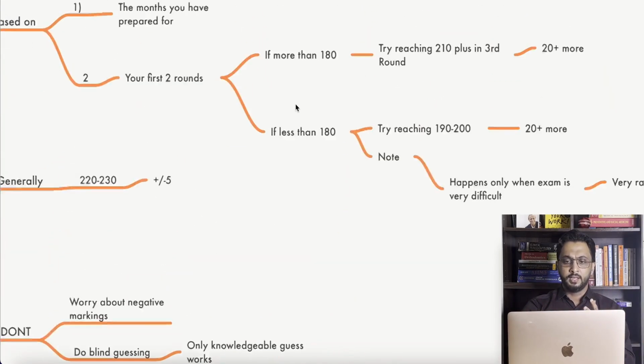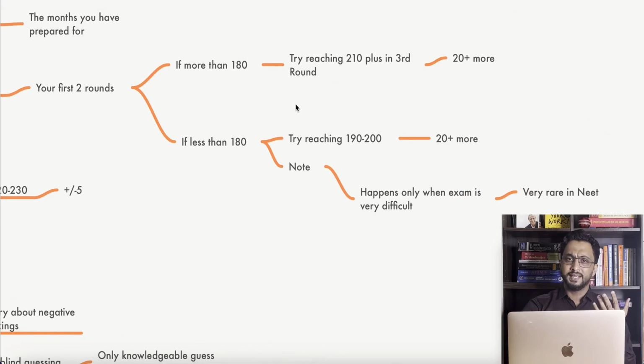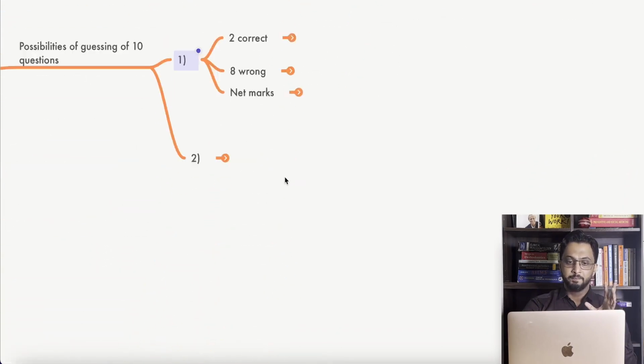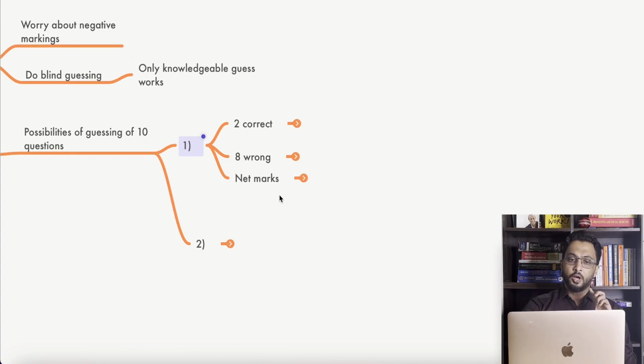For example, if 180 you did properly, how many questions are you going to guess? Again 20 you will get. If you've done 180 good, 20 you will guess. So hardly 20 to 30 questions you will guess. Now just consider that of 10 questions, you got 2 correct answers and 8 wrong answers. Oh my God, what will happen now? That is the question.